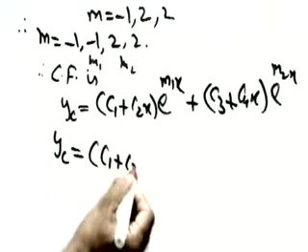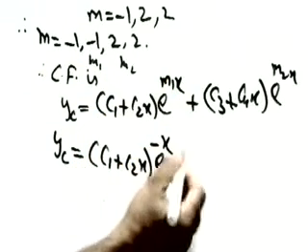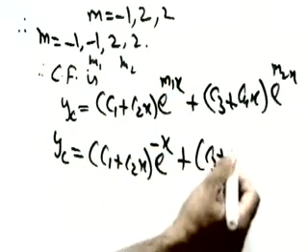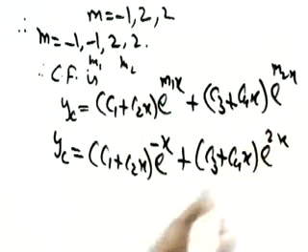Now let me substitute the values. Yc equals c1 plus c2x e power minus 1 into x, which will be minus x, plus c3 plus c4 into x e power, here it is 2, 2 into x will be 2x.